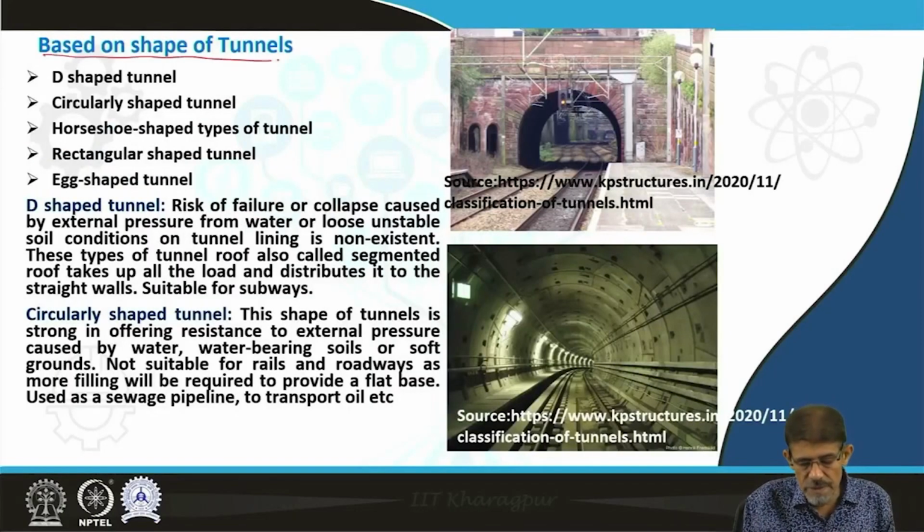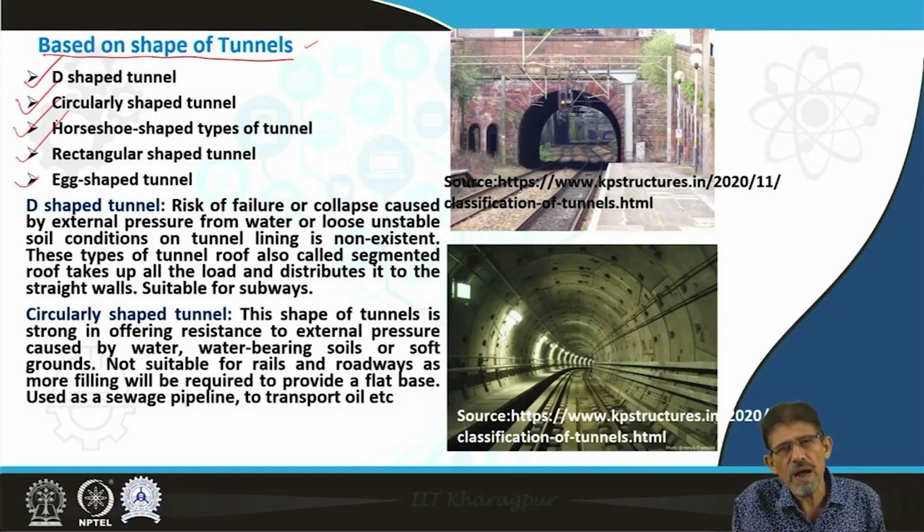Based on shape of tunnels, it is a technical point. We have to elaborate carefully and in detail. Based on the shape of tunnels, we are able to categorize tunnels as D-shaped tunnel, circular tunnel, horseshoe tunnel, rectangular tunnel, and elliptical or egg-shaped tunnel. Then what is the characteristic?